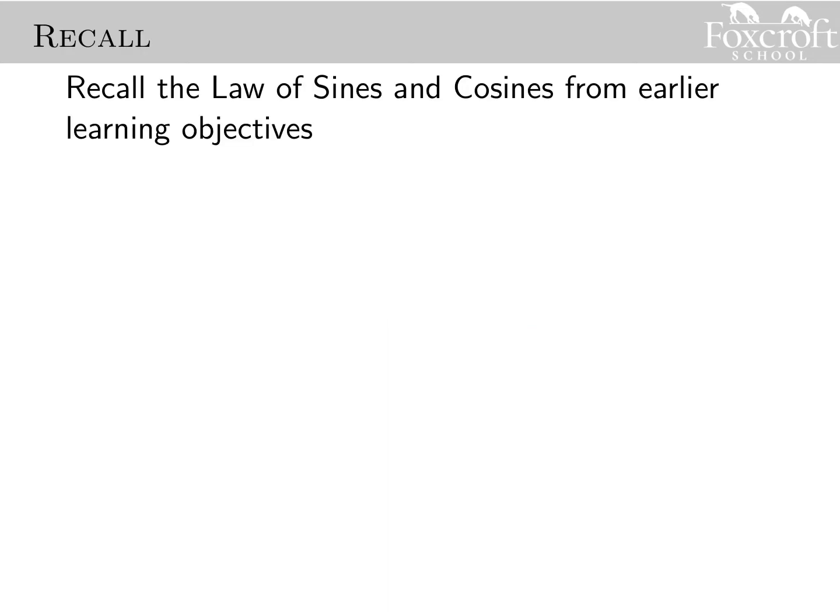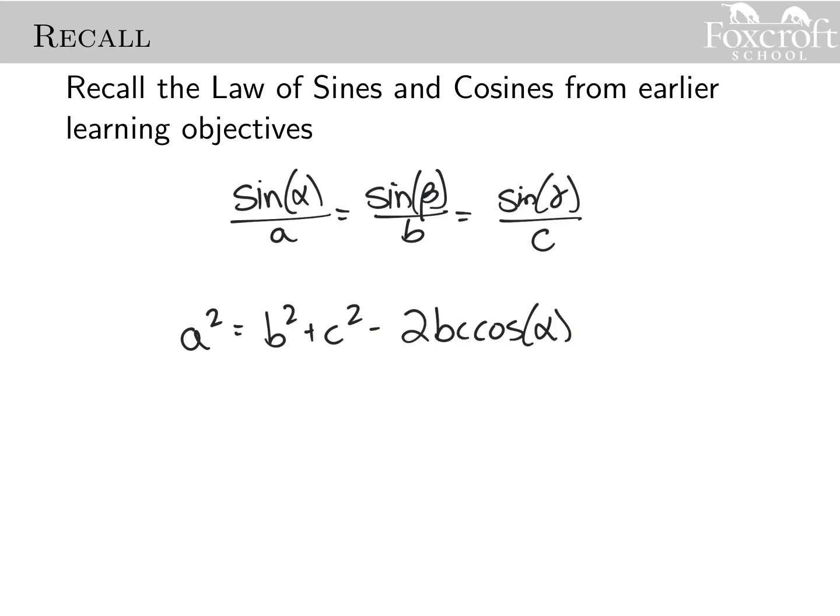Recall the law of sines and cosines from the earlier learning objectives, so you can go and copy them down. And I'll put them here. All right, so these are the laws. The first one, the law of sines: the ratio of the sine of an angle and the opposite side are equal across the triangle. So if we're relating sides and angles, we can use the law of sines.